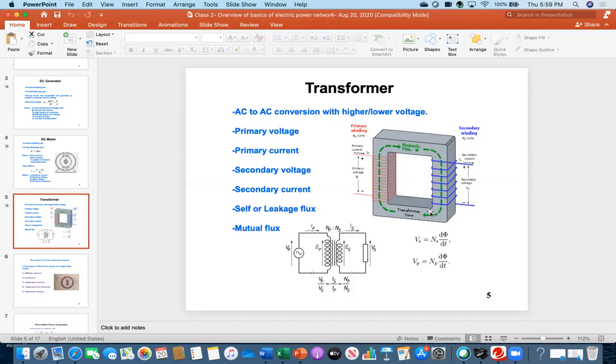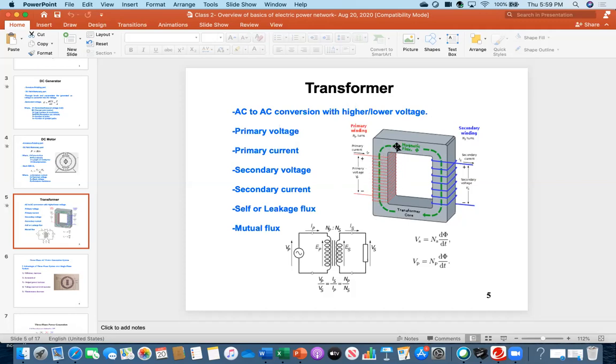This is called the core material. Now, what happens once you apply the voltage here? For example, you applied 100 volt. What is the consequence of application of voltage on any coil? What will it produce? Flux. Exactly right. So the consequence of applying voltage or current to any coil is that it will create flux.